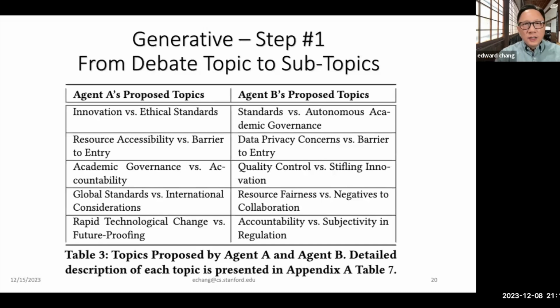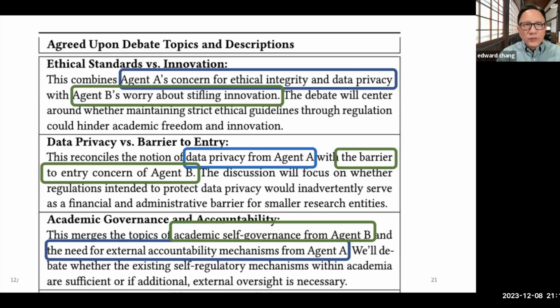So in the first iteration, the moderator asks both agents to come up with subtopics. As I mentioned in the beginning, this will be helpful for having an engaging debate. In the beginning, you look at agent A and agent B, their subtopics do not correspond to each other really well. After a couple of rounds, they come up with 5 subtopics. And every subtopic, you can read in the paper for details, is much more engaging. For example, in the first one, agent A is concerned with the ethical integrity of data privacy, and agent B is worried that innovation will be stalled and stifled.